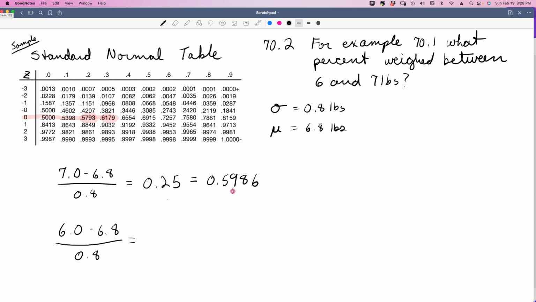0.5986. That's our percentage. And you see the reason why I did that, because we didn't have a 0.25 listed. So I went halfway in between those two numbers to get that. All right, so that gives me my percentile, 59.86% for 7 pounds. So I've got to do the same thing for the 6 pound.